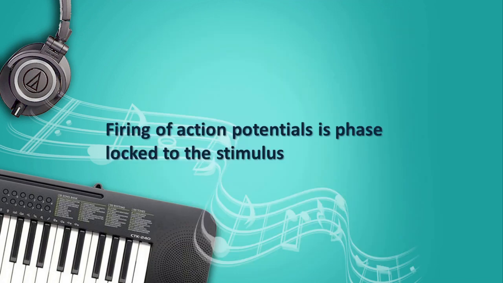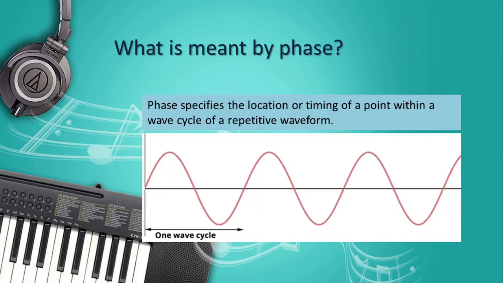The next important concept in volley theory is that firing of action potentials is phase locked to the stimulus. To understand this point, first we have to understand what is meant by phase. Phase specifies the location or timing of a point within a wave cycle of a repetitive waveform. Here you can see the wave is repeated, and phase can be the location of any point or the timing of any point within the wave cycle.